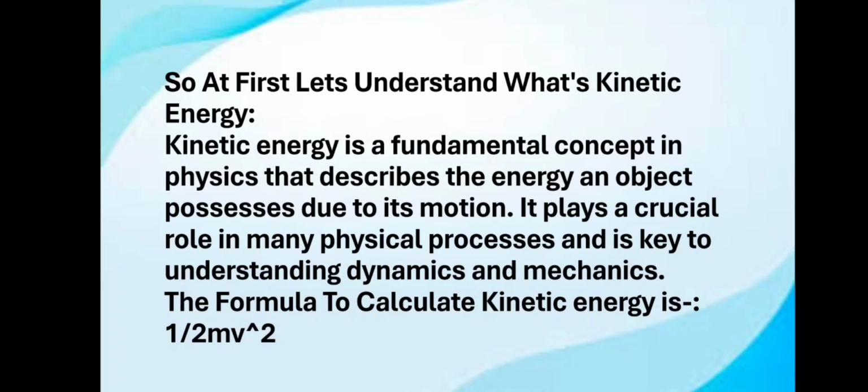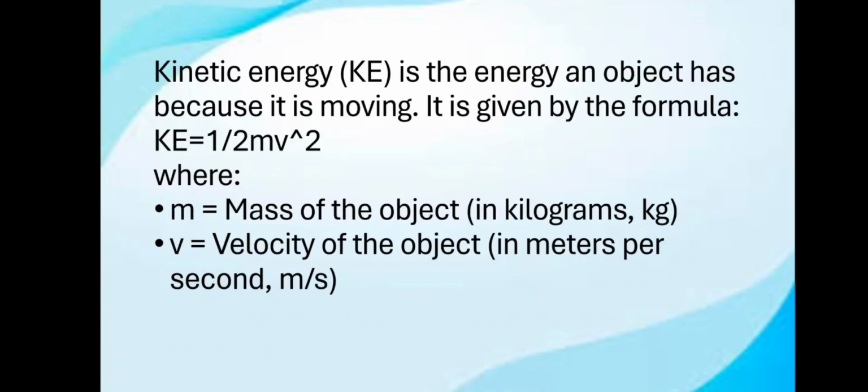The formula to calculate kinetic energy is half mv square. So we understand that kinetic energy is very important in our daily life. Kinetic energy, in short form called KE, is the energy an object has because it is moving. It is given by the formula KE equals half mv square. We saw before in the last page that the formula of kinetic energy is half mv square, where m describes the mass of the object in kilograms, kg.